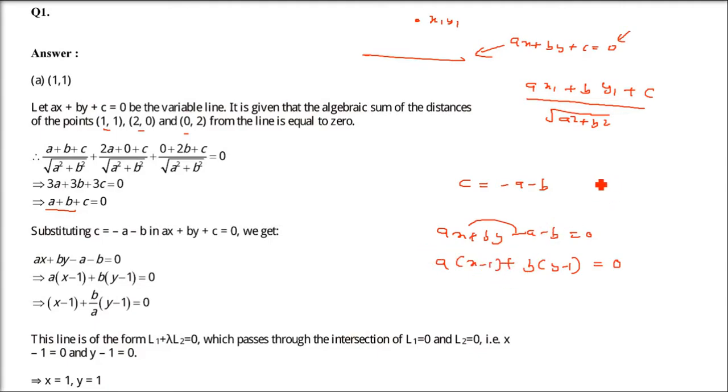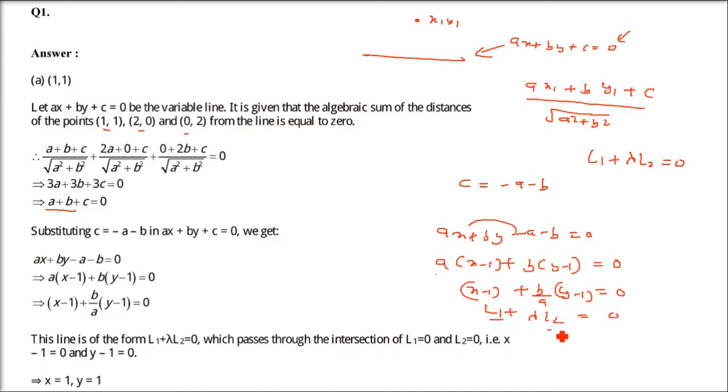Now I can tell you that this is a form of L1 + λL2, that is the family of lines passing through the intersection of L1 and L2. These are not lines right now, so let us divide both sides by a, or by b, it's up to you. If I divide both sides by a, you get (x - 1) + (b/a)(y - 1) = 0. So this is your equation. Now you can see b/a is λ, assume it to be λ. x - 1 is L1 and y - 1 is L2.